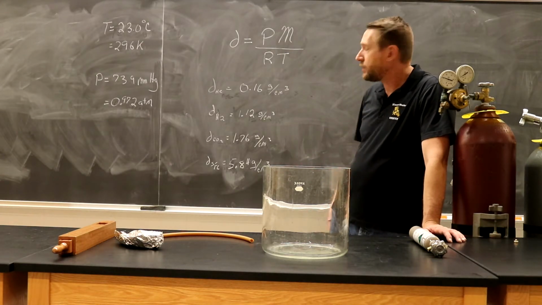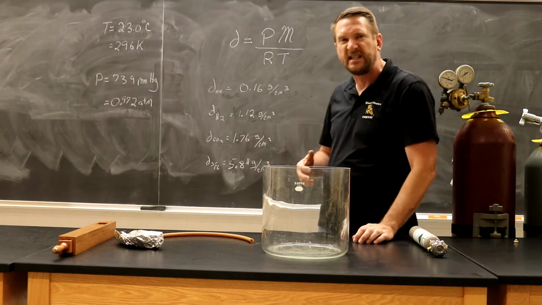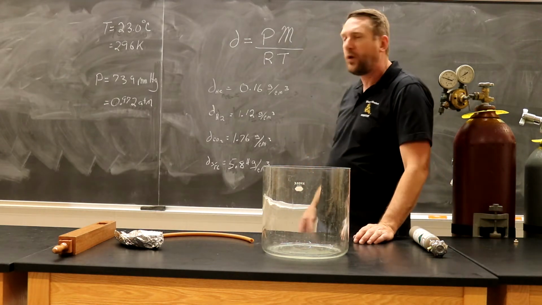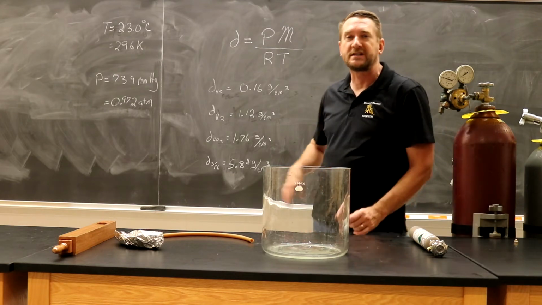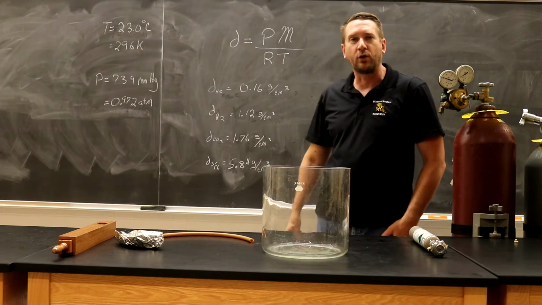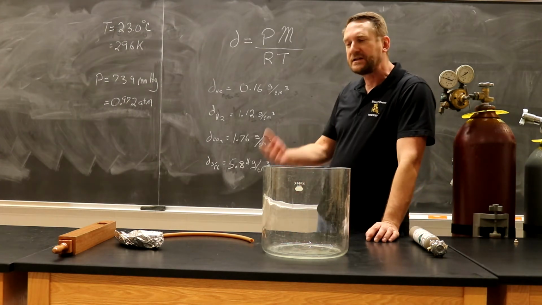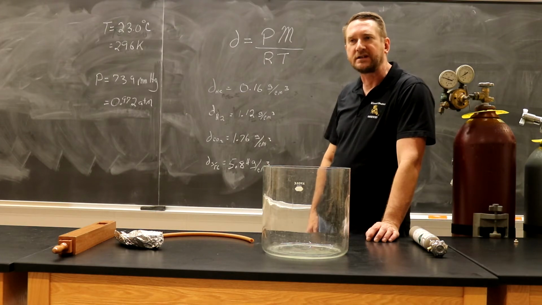And then we're going to look at carbon dioxide, which we've seen in some previous demonstrations, so we know it's denser than air, and that's 1.76 grams per cubic centimeter. And then we make this giant leap down here to sulfur hexafluoride at almost 6 grams per cubic centimeter. So this is going to give it some really interesting properties.